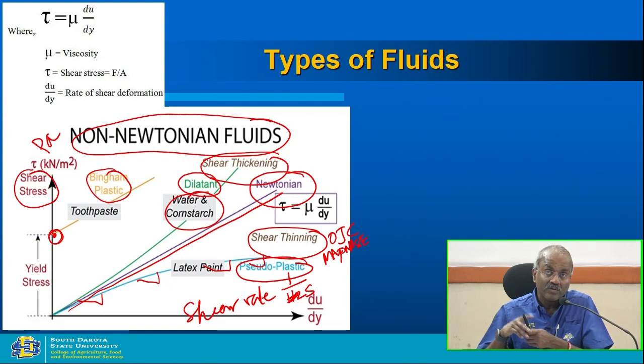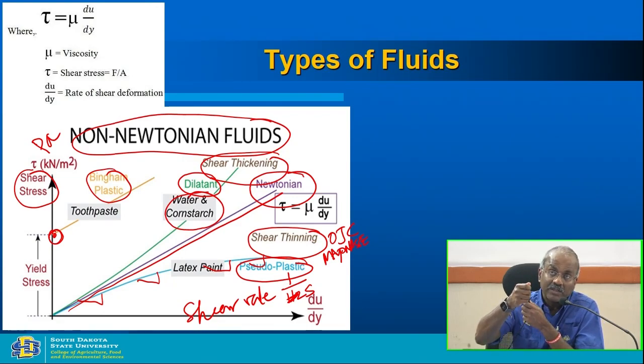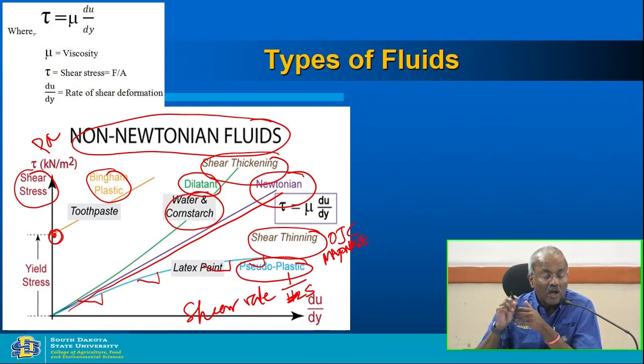So in fact, if you have a toothpaste tube with you, you have to really put force in the beginning to start the flow, and that's called the yield stress. And then once you start doing that, it keeps coming out, and that's one way to visualize how toothpaste behaves.